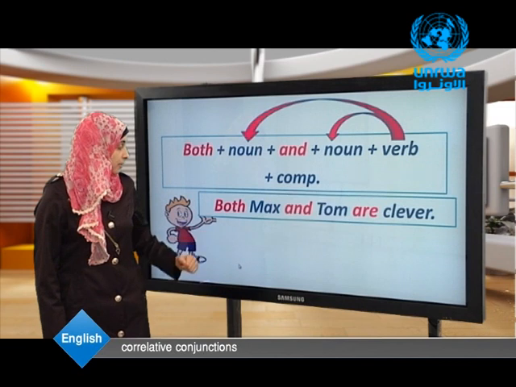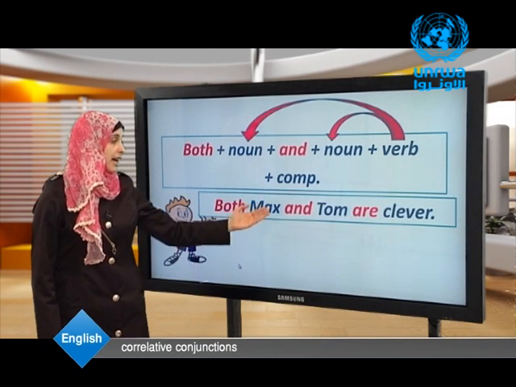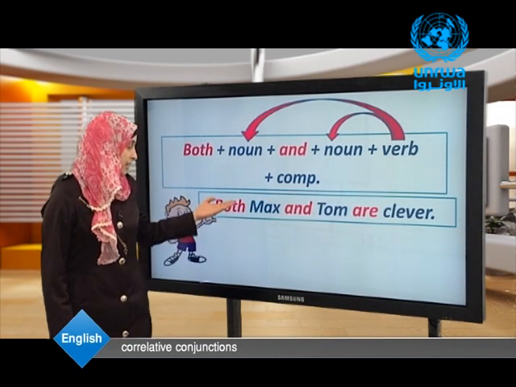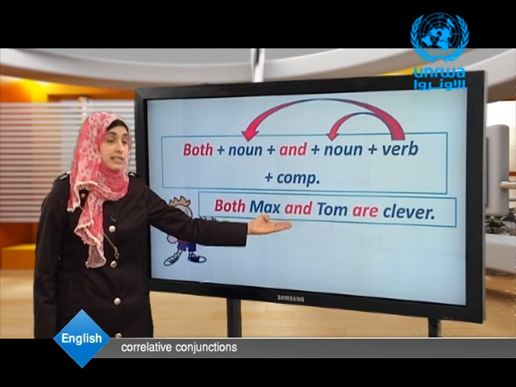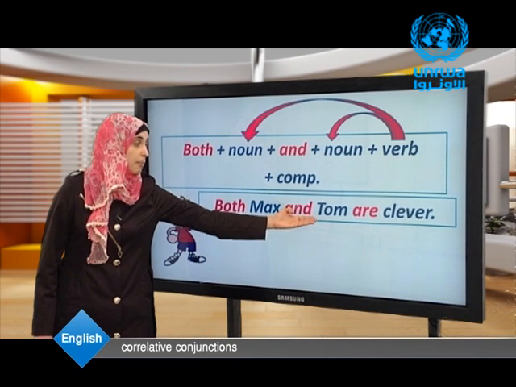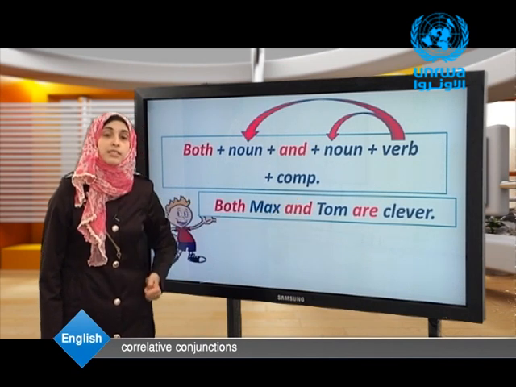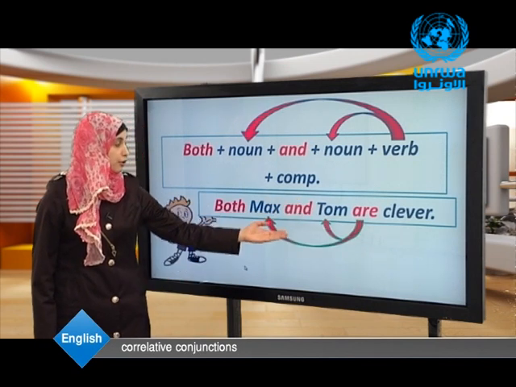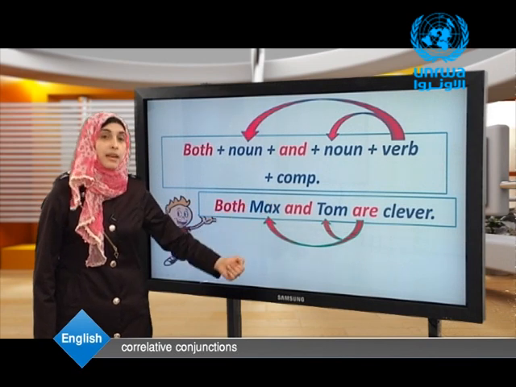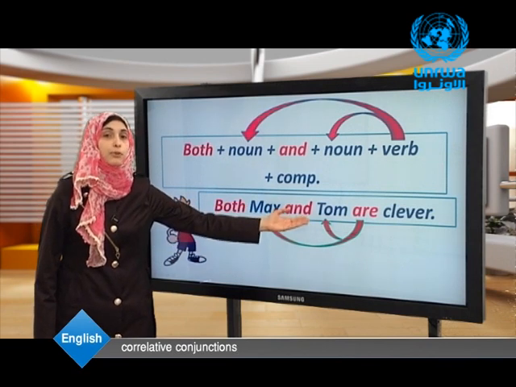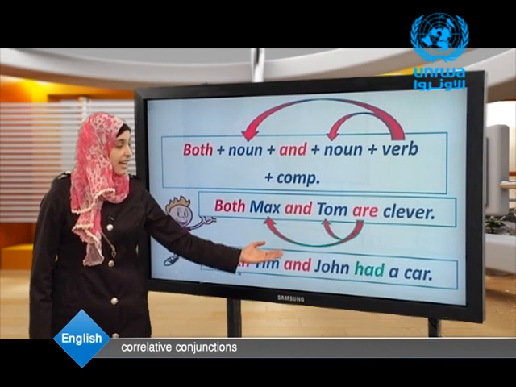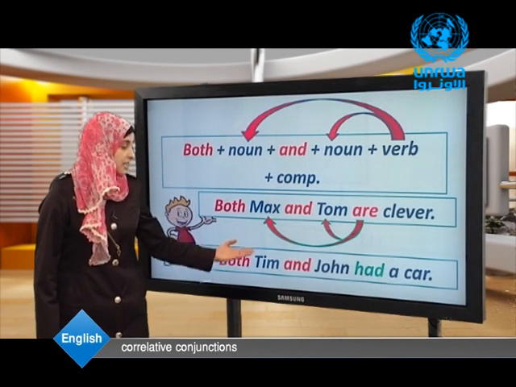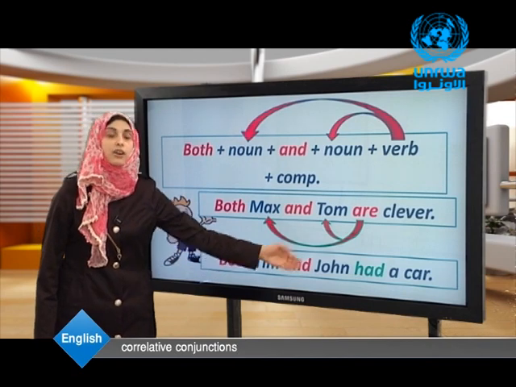Let's see an example. Both Max and Tom are clever. We have started with both, then the first noun Max, and then the second noun Tom, and then are clever. And notice that the verb are refers to both Max and Tom. That's why we used it in the plural form. Another example. Both Tim and John had a car.